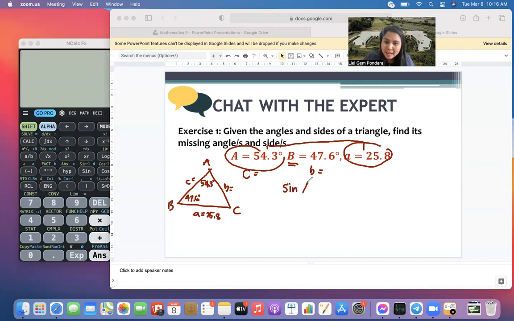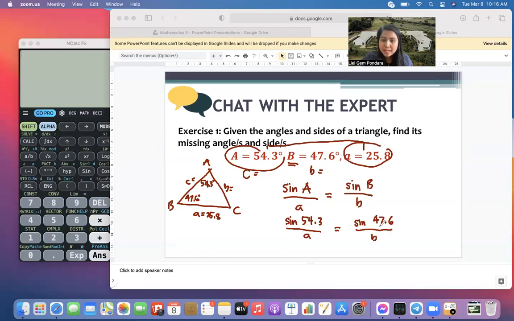We have sine A over side A equals sine B over side B. Now we have sine, our angle A is 54.3 degrees over A equals sine 47.6 over side B. Sorry, our A is 25.8. Our B is missing. So what we can do first, we cross multiply. So we now have B sine 54.3 equals 25.8 sine 47.6.